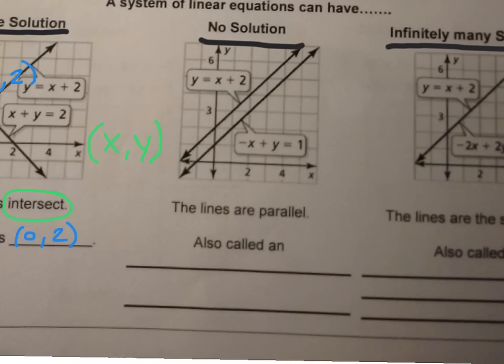Now let's look at a system that has no solution. Notice that the lines are not touching. They are not intersecting, they're not crossing. Therefore, these lines are parallel lines. If you ever have two lines that are parallel, then that system has no solution. A system that has no solution is called an inconsistent system.